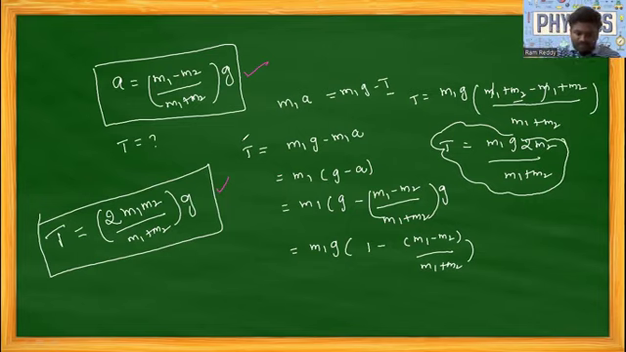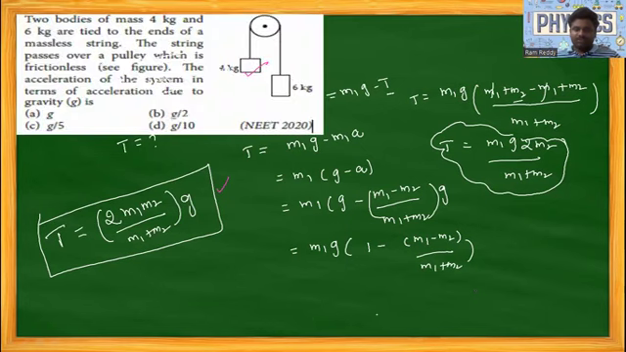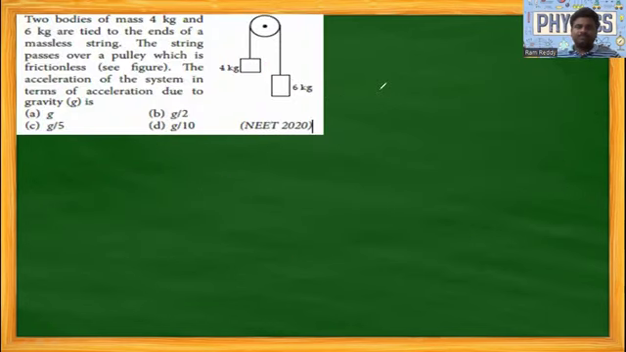So how do they ask? If we see the 2020 question, how they asked, we'll solve it with this acceleration formula in less than 1 minute. So this is our 2020 question. Two bodies of masses 4 kg and 6 kg are tied at the ends of a massless string. The string passes over a pulley which is frictionless. Now they ask you to find the acceleration of the system in terms of g.